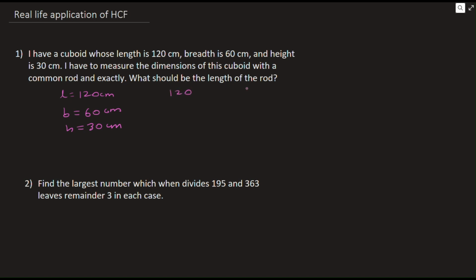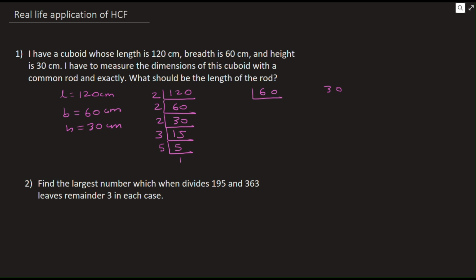I list down the prime factorizations of these numbers vertically. First number that divides is 2. 120 is 2 times 60 equals 120. Then again 2 times 30 equals 60. 2 times 15 equals 30. Then 3 times 5 equals 15. Then 5 times 1 equals 5.